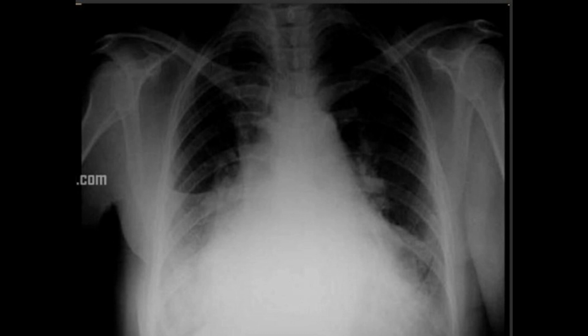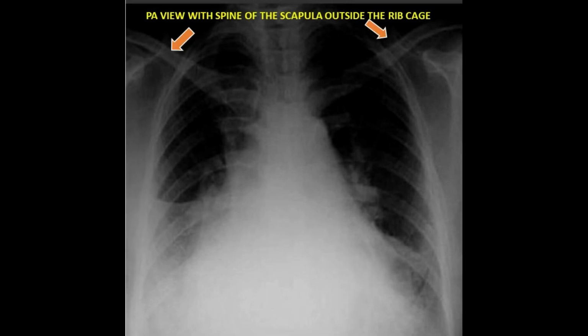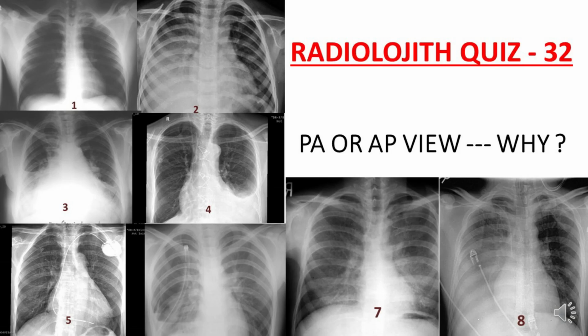First of all, is it PA or AP view? It's a typical PA view. It's due to the presence of the spine of the scapula hanging over the clavicles outside the rib cage. This PA view or AP view had been discussed in detail in the 30-second quiz, and that link has been given at the end. If you have not gone through it, please click the link and go through it.